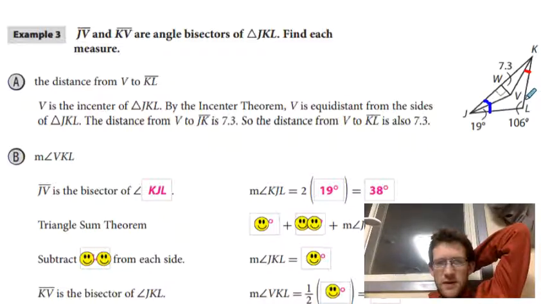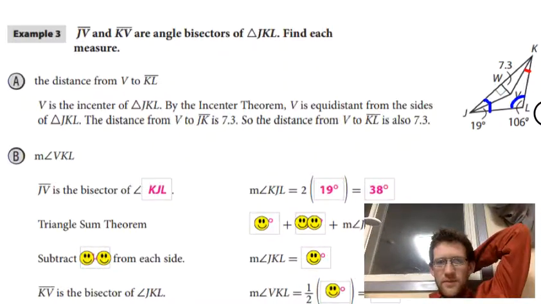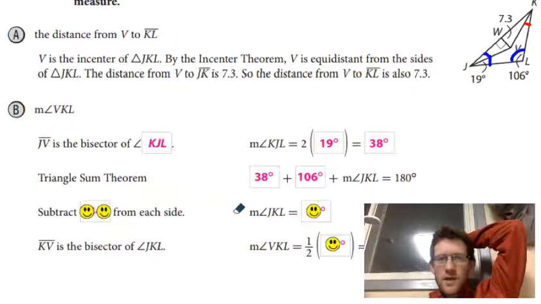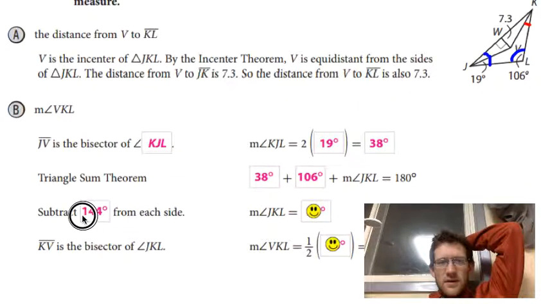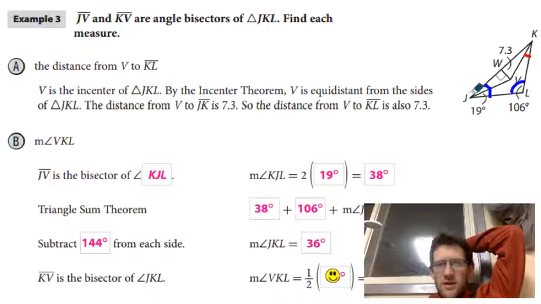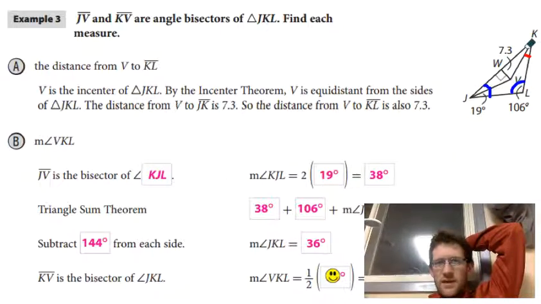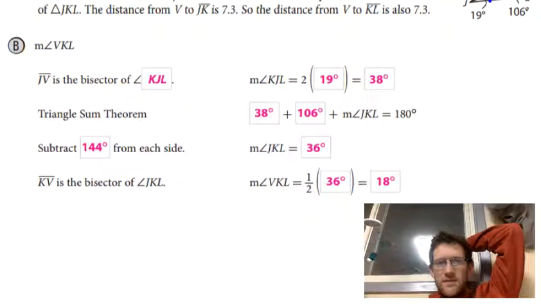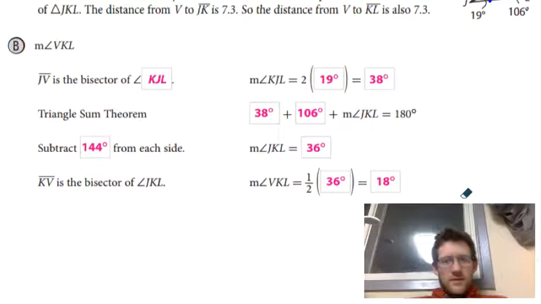We know that if this angle is 38 and this angle is 106, we should be able to calculate angle JKL, right? Well, 38 plus 106 is equal to 144. It combines these like terms. Subtract the 144 from both sides, we get angle JKL is 36. And then we're not quite there yet. JKL is 36, but we need angle VKL. So VKL is exactly half. And so 1/2 of 36 is 18. Cool. We did it.